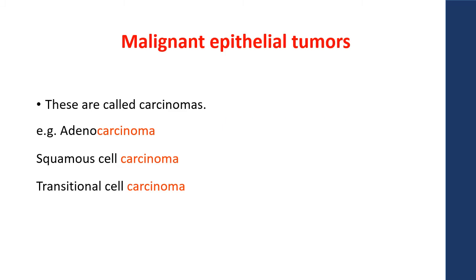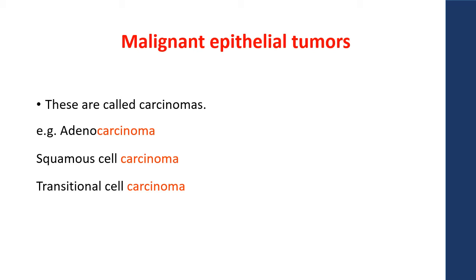Malignant tumors. The malignant tumors may affect the epithelium or may affect the mesenchymal tissue. For malignant epithelial tumors, we add the suffix carcinoma. Carcinoma. So if there is a malignant tumor arising from the glandular epithelium, we call it adenocarcinoma. The benign tumor of glandular epithelium, we call adenoma, while the malignant tumor of glandular epithelium, we call adenocarcinoma.